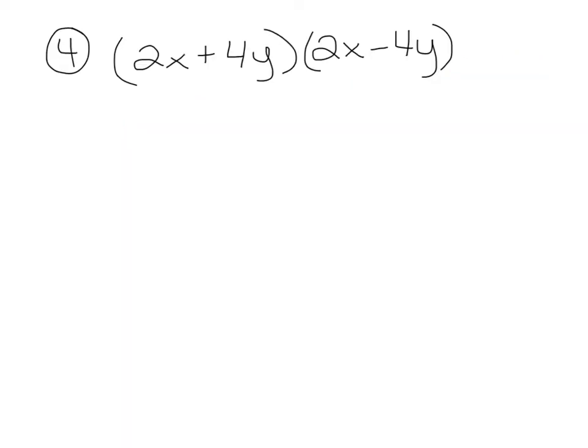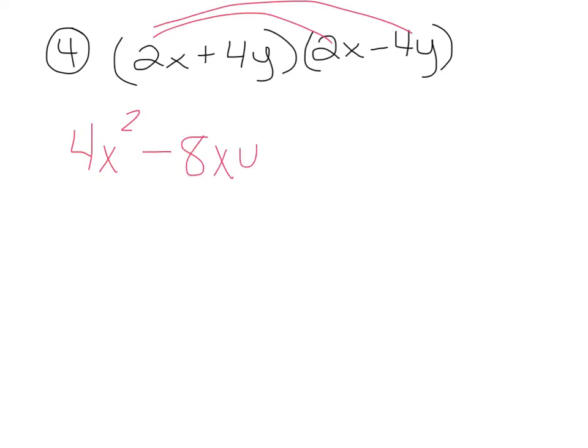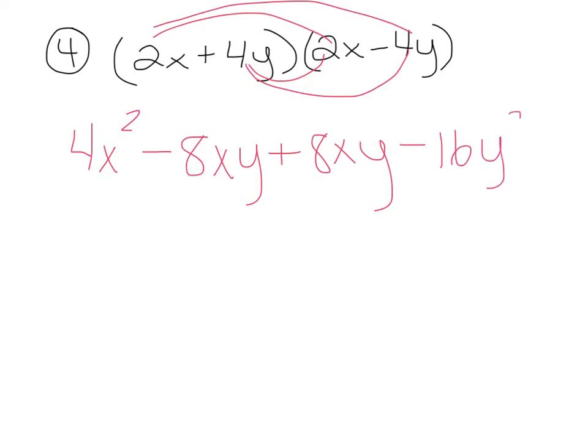All right, number 4. We have the same thing here. 2x times 2x gives you 4x squared. 2x times negative 4y gives you negative 8xy. And then 4y times 2x gives you a plus 8xy. And finally, 4y times negative 4y gives you a negative 16y squared.